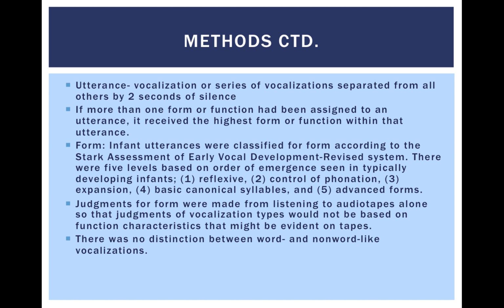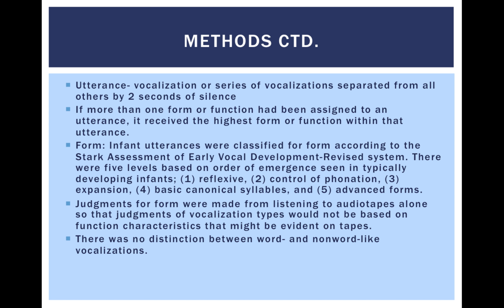An utterance was defined as a vocalization or series of vocalizations separated from all others by 2 seconds of silence. If more than one form or function had been assigned to an utterance, it received the highest form or function within that utterance. For example, if an utterance had both a vowel-like element and a canonical syllable, the utterance would have been assigned the form level associated with the canonical syllable, because the canonical syllable is more complex in its articulatory characteristics than a single vowel-like element.